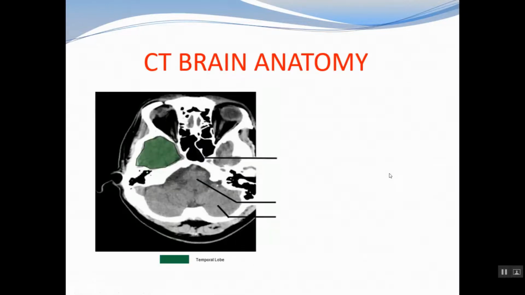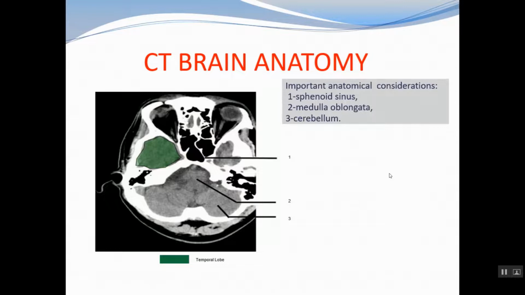Now the cross-sectional anatomy of the brain using computerized tomography. This is the first slice we see here. This is the temporal bone, temporal lobe, and this is the sphenoid sinus, medulla oblongata, and cerebellar hemisphere.